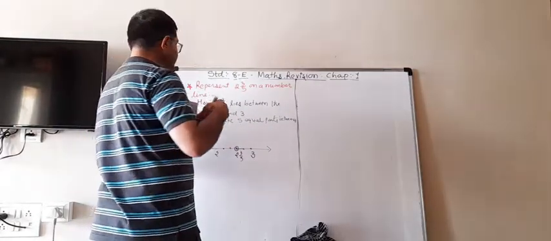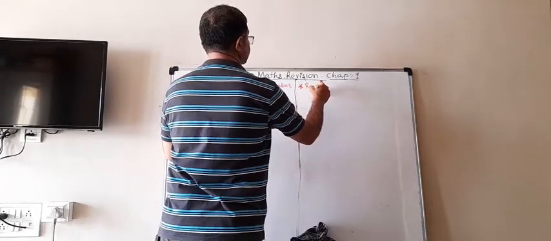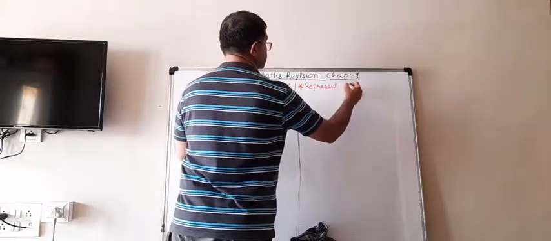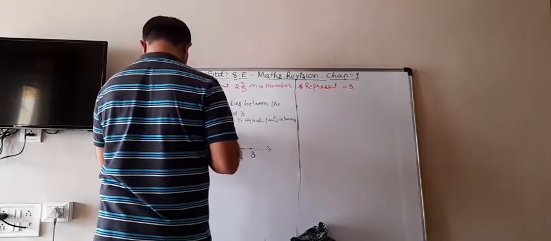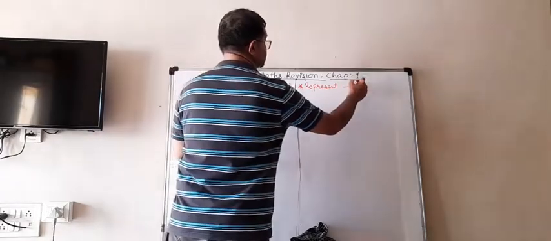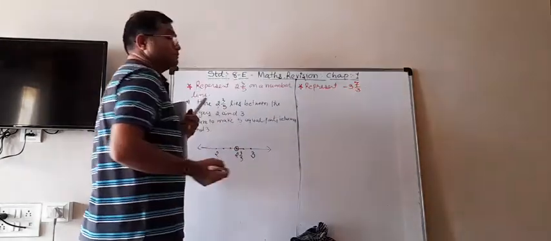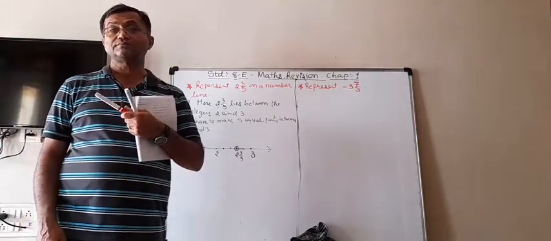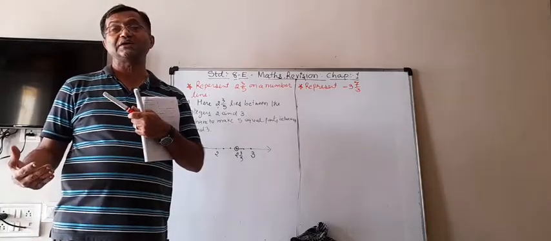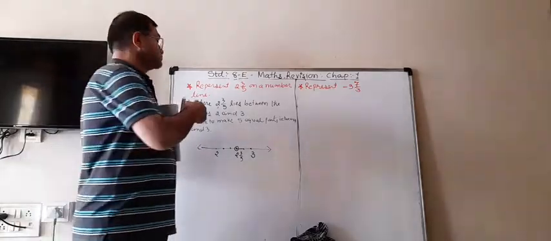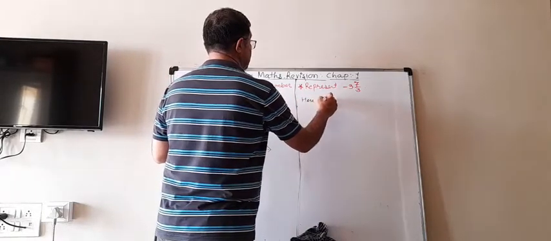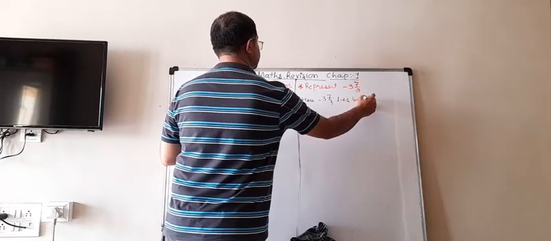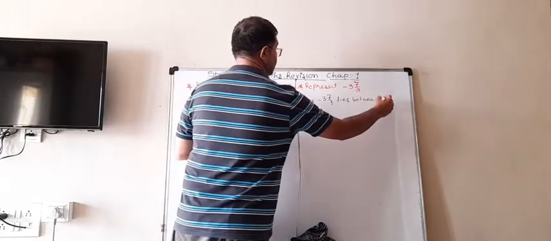Like we will represent minus 3 integer 7 upon 3. Minus 3 integer 7 upon 3. It means that that number will lie between minus 3 and minus 4. So here minus 3 integer 7 by 3 lies between minus 3 and minus 4.